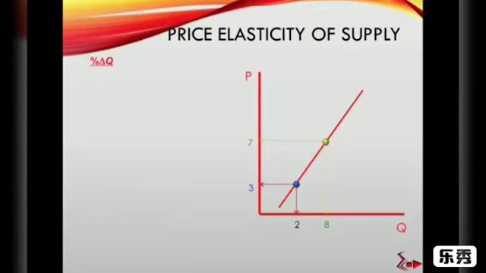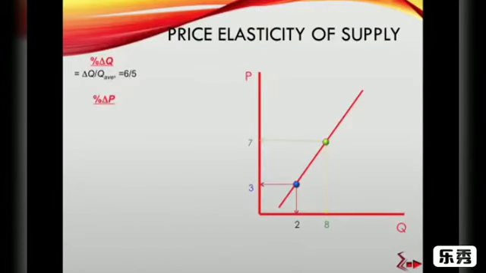So we need to calculate the percentage change in quantity, which is the change in quantity, 8 minus 2, divided by the average quantity, which is 8 plus 2 divided by 2, which gives us 5. So we have 6 by 5 as the percentage change in quantity.